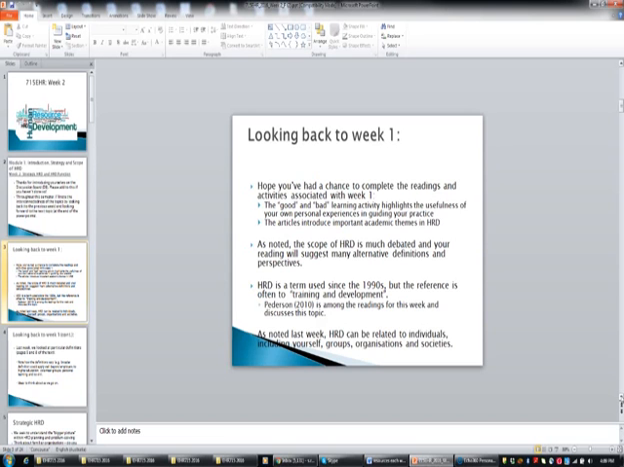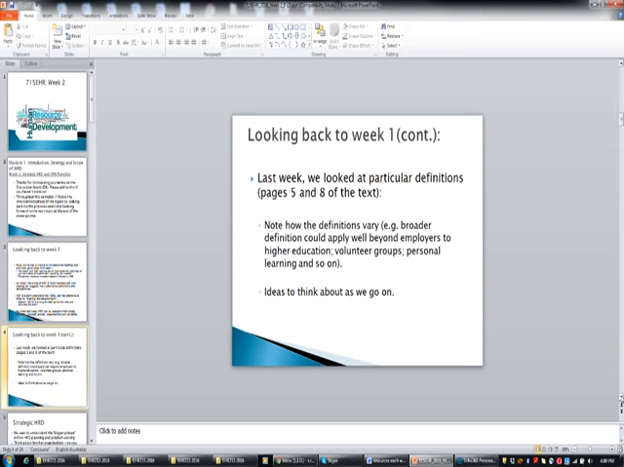The Peterson article is among the readings for this week that really discusses that particular topic, the difference between training and HRD. And as we noted last week, HRD can be related to individuals, including yourself, groups, organisations and societies. We looked at 2 particular definitions, and we noted that the definitions apply well beyond employers to other areas, volunteer groups, personal learning and so on. So these are ideas to think about as we go on.